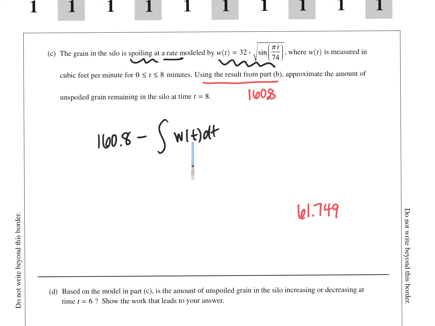Integrate of a rate is going to say, ooh, this much spoiled, and I need to subtract that. So when I typed this into my calculator, that's when I got 61.749. What kind of questions do we have on that setup?